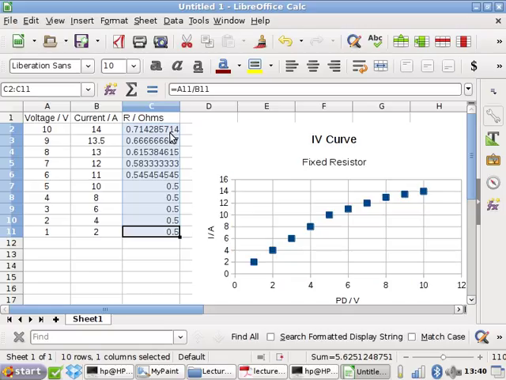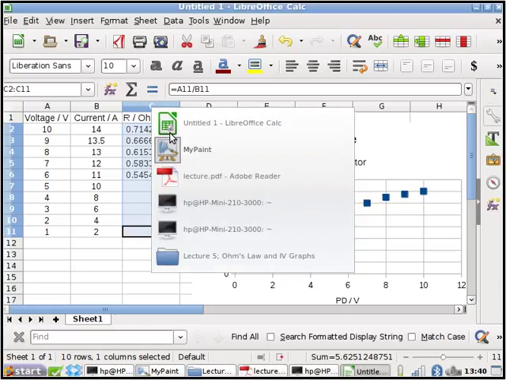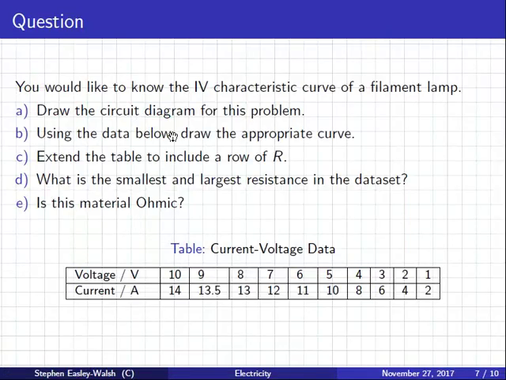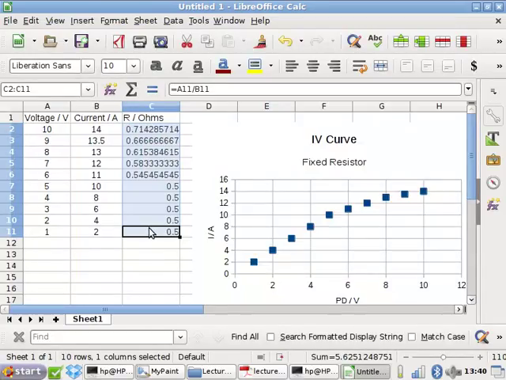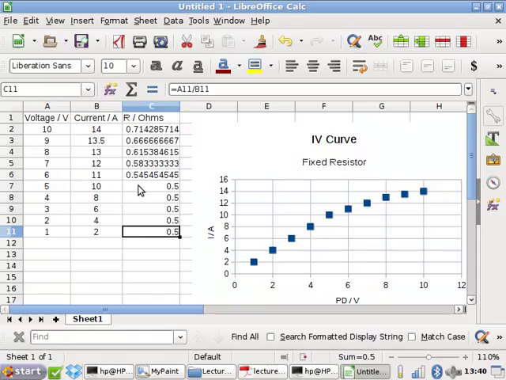Yeah. So, would we say this material is ohmic? No. And what's the smallest and largest resistance? The smallest resistance is when the voltage is 5 or less, we get half an ohm. But then when the voltage is increased to 10, we get the largest resistance, which is 0.71 ohms. What's the point to change the slope?